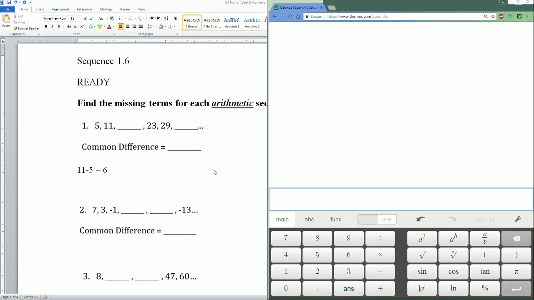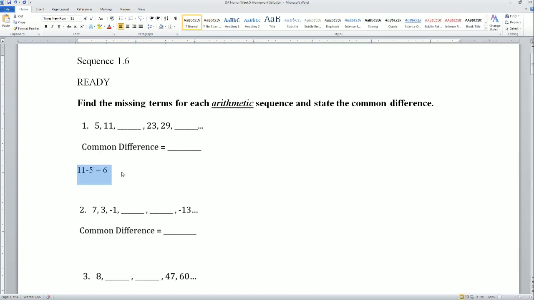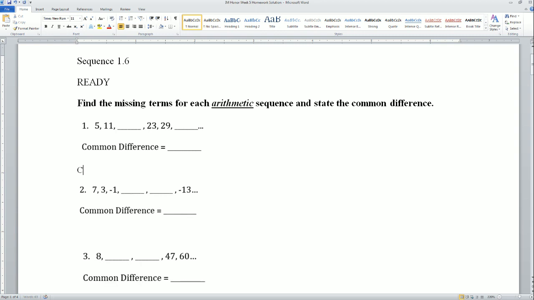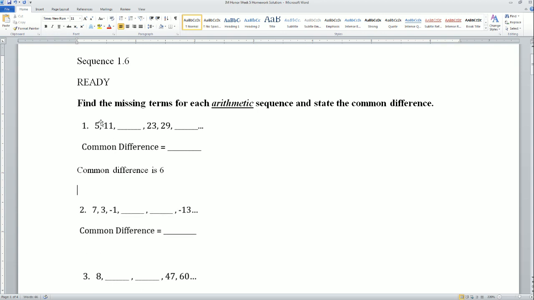Let's check that again. 29 subtract 23. That's also 6. Alright, good. So we know that the common difference is 6. So it is plus 6, right? It's increasing by 6 each time.